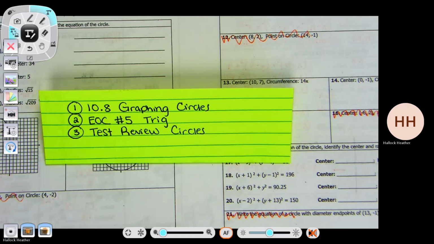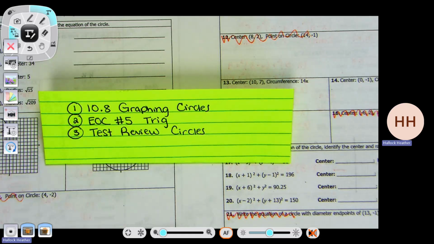The day of the test, I don't collect the test reviews ever. I look at them whenever I do binder checks, because if you don't do the test review, you're just gonna fail the test.